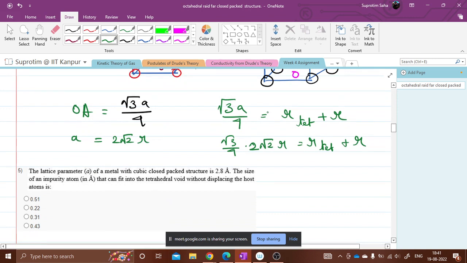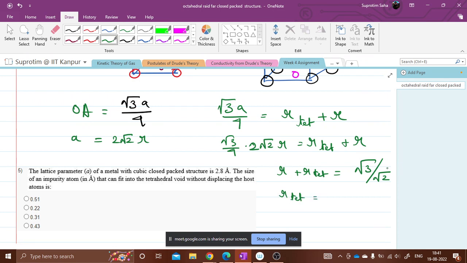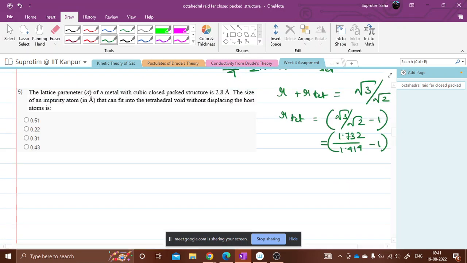So basically what you have is R plus R tetrahedral is root 3 over root 2 R, right? So R tetrahedral is root 3 over root 2 minus 1, and that is 1.732 by 1.414 minus 1, and that will give you 0.225 R.